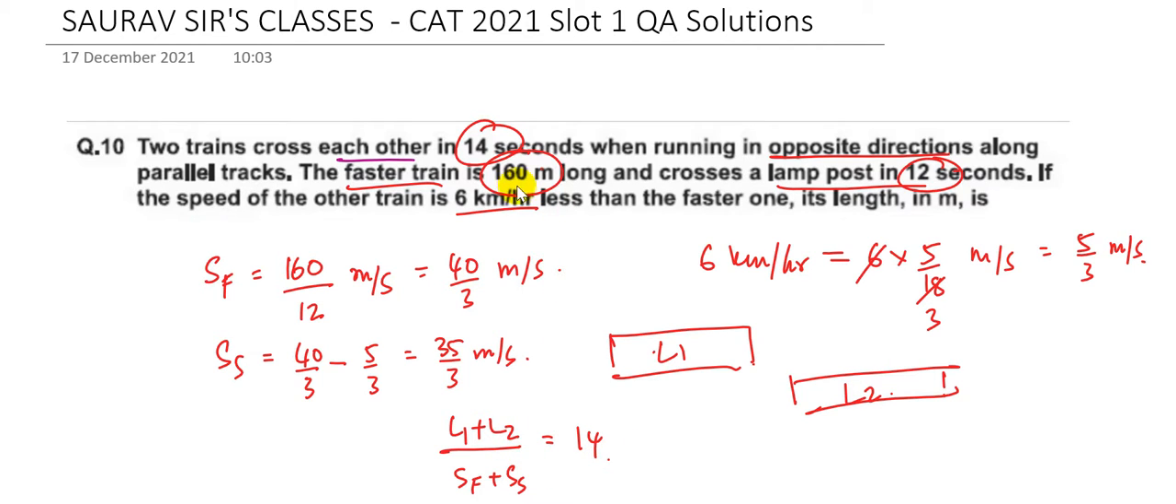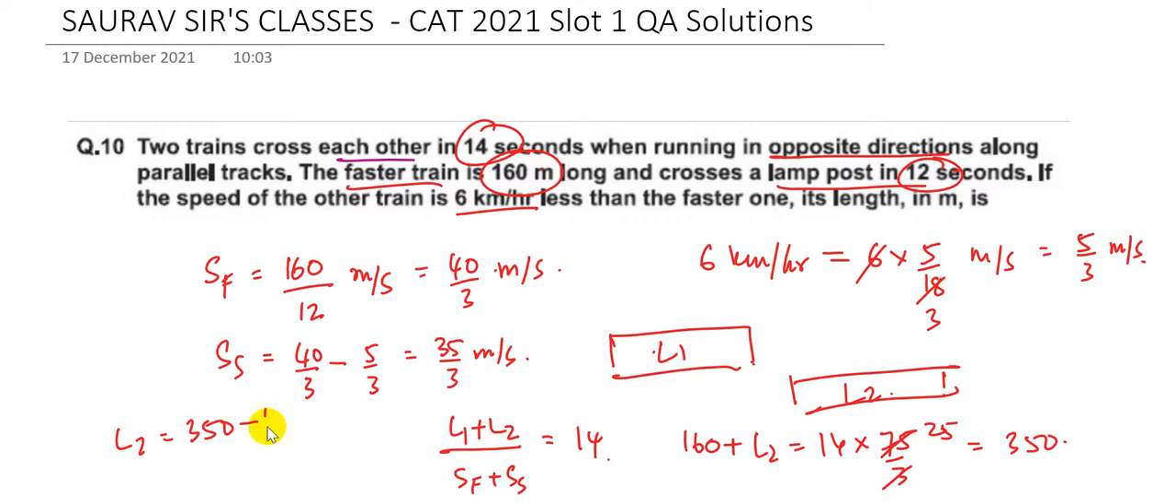So we are given the length of one train is 160, so 160 plus L2 will be 14 times SF plus SS, which would be 40 plus 35 by 3, 75 by 3, that is 25. 25 into 14 is 350. So L2 will be 350 minus 160, which is 190 meters.